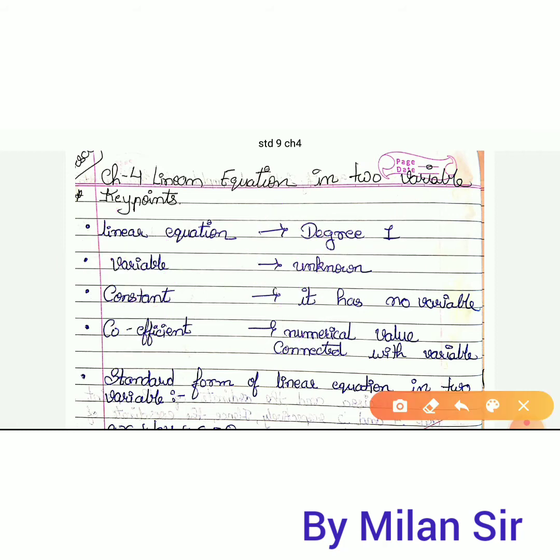Then constant. Again I write this example 2x plus 3y is equal to 5. Now this 5 is called a constant. Constant means we cannot change the value of that term. It is the constant term, it has a fixed value.